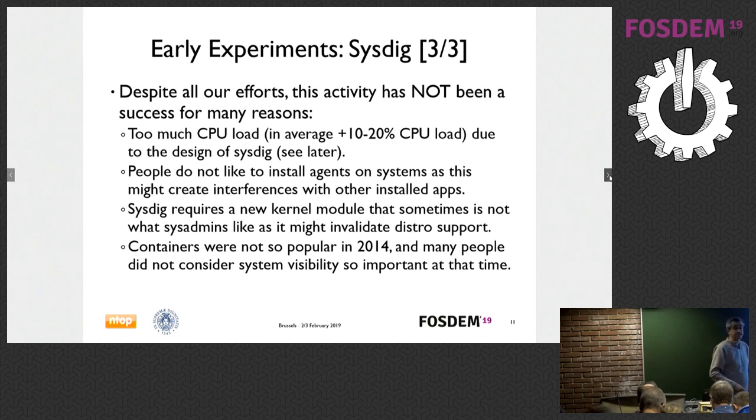And also containers were not that popular in 2014. Docker started to exist, but was not a big problem at that time. So we were a little bit ahead of time. But the main problem was the CPU. I mean, monitoring was too expensive. And this was the problem.